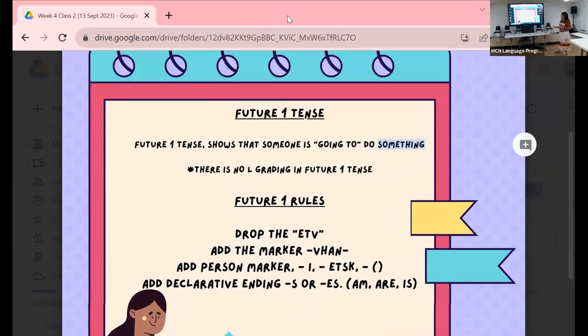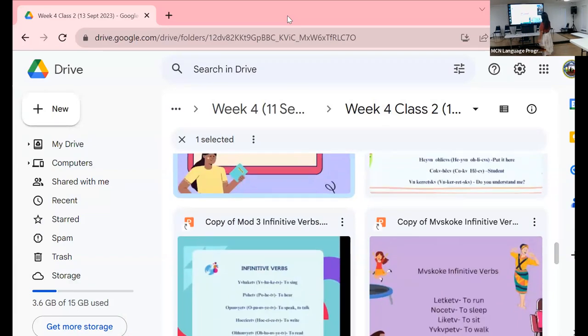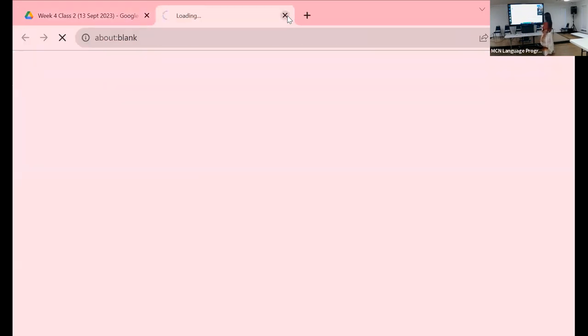Future one tense shows that someone is going to do something. There's no L grading in future one tense. That was only in module 1, where it was "I am doing something at the moment." Future one rules: drop the ETV, add the marker, which is the tense marker, add the person marker, which for I is nothing, and add the declarative ending S or ES, which means am, are, is. And again, these are infinitive verbs.